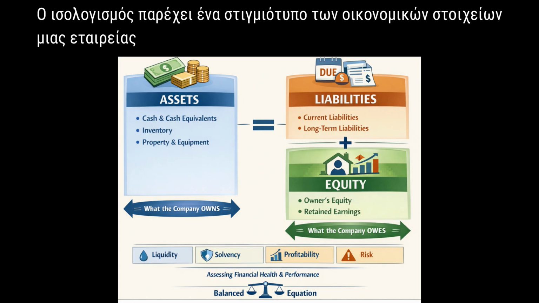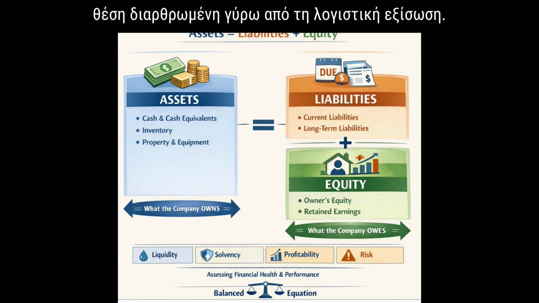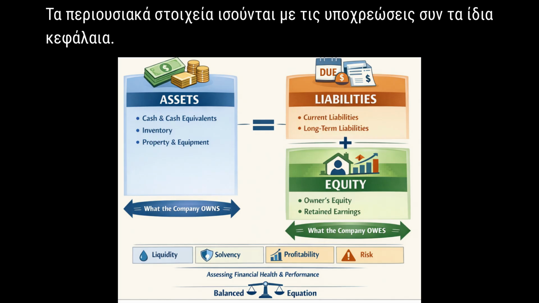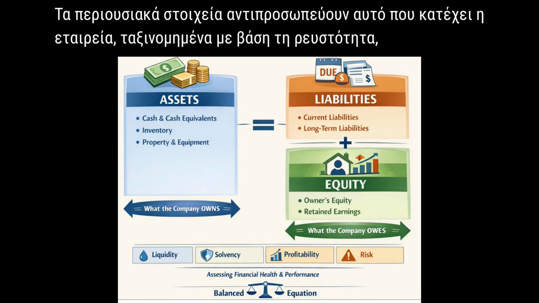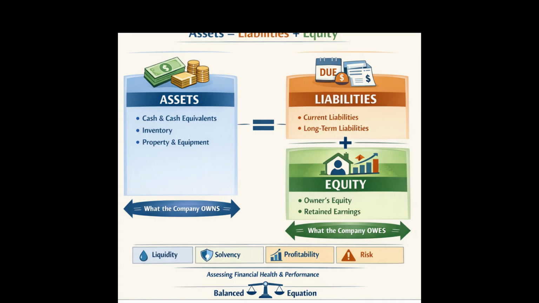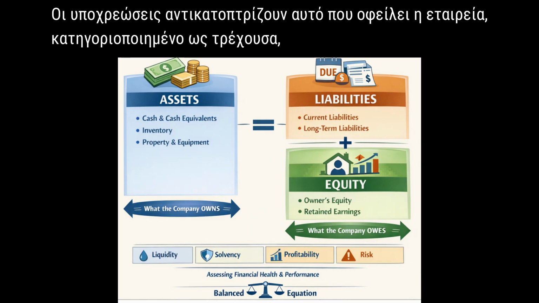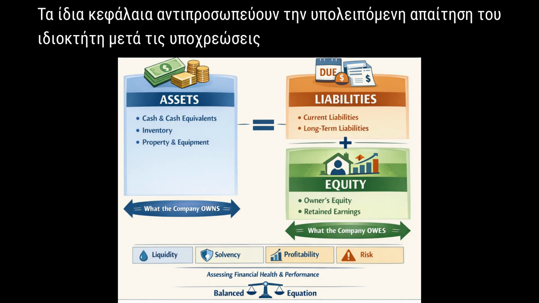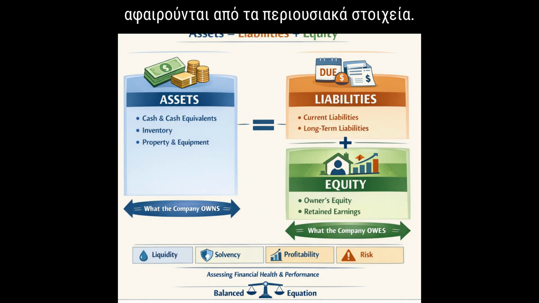The balance sheet provides a snapshot of a company's financial position structured around the accounting equation: assets equals liabilities plus equity. Assets represent what the company owns, ordered by liquidity, such as cash, inventory, and equipment. Liabilities reflect what the company owes, categorized as current, due within a year, or long-term, due after a year. Equity represents the owner's residual claim after liabilities are subtracted from assets.